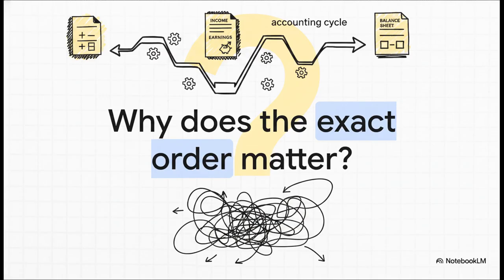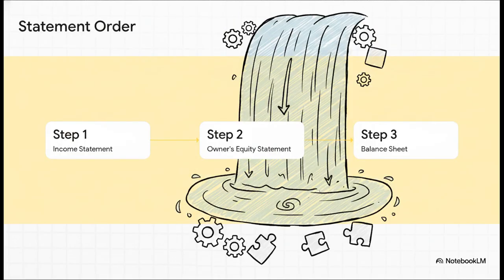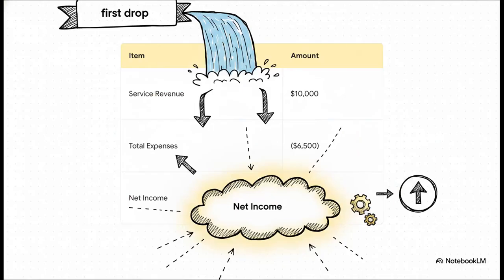Like, why can't we just start by building a balance sheet? Well, the answer is that one statement feeds directly into the next. It creates this precise three-step waterfall sequence. You absolutely 100% must start with the income statement. Then, and only then, you move to the owner's equity statement. And finally, you finish up with the balance sheet. If you try to skip a step or mix it up, well, the whole system just completely breaks down. Okay, let's dive into that first drop of the waterfall, calculating our net income.